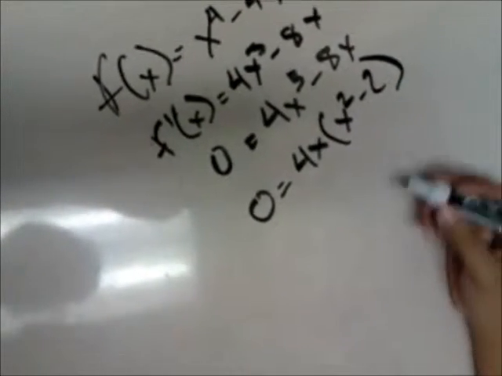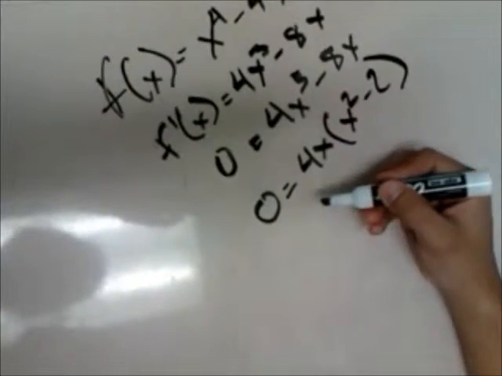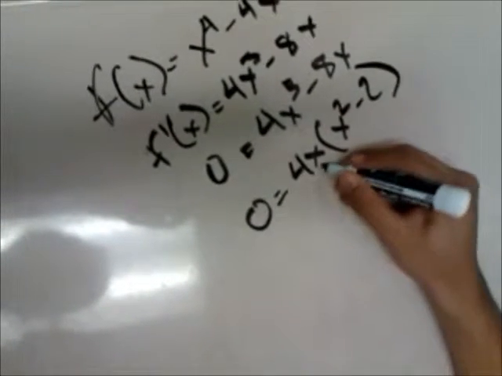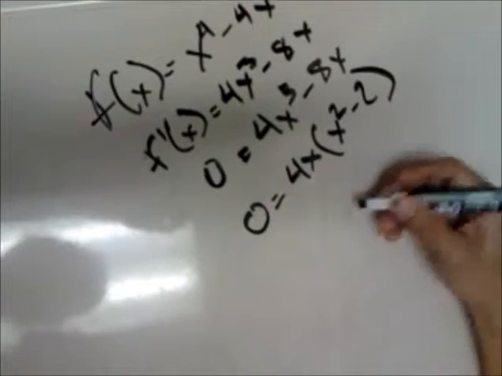Okay, so now we just find what would make the equation equal to 0. The real simple one is just replacing this x with a 0. It would be like this.